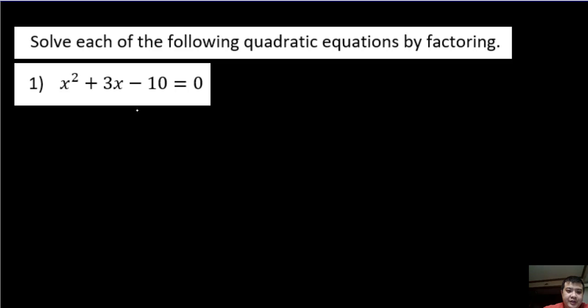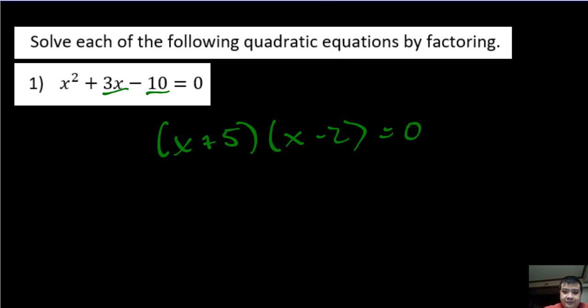Then what we're going to do is factor this, so we're going to find two numbers that multiply to negative 10 and add up to 3. Well, that would be (x plus 5)(x minus 2) equals 0. Now, we have to figure out what value of x makes each one of these binomials 0. Because if we get one binomial to be 0, it doesn't matter what the other is, because 0 times any number gets us 0.